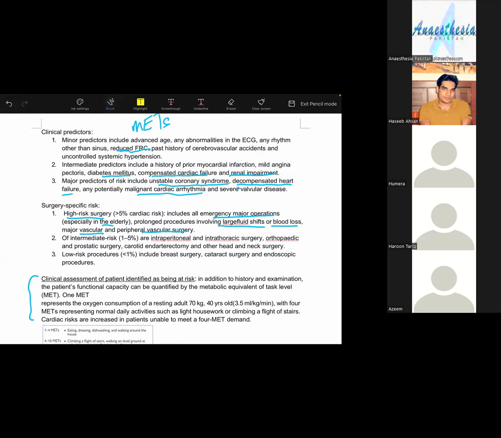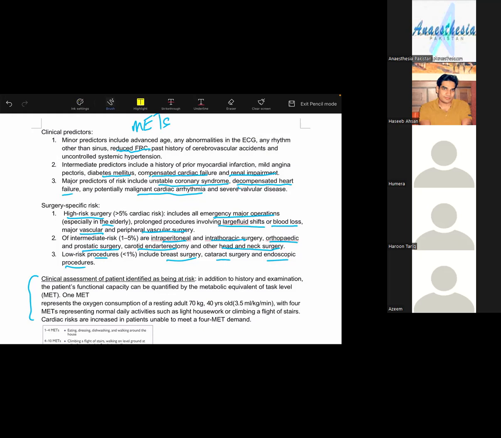Then comes the intermediate risk, in which 1 to 5% cardiac risk is present: intraperitoneal or intrathoracic surgeries, orthopedic and prostatic surgeries, carotid endarterectomy, head and neck surgeries. And then come the low risk procedures, just superficial ones like breast surgery, cataract surgery, endoscopic procedures, in which less depth of anesthesia and monitoring is required.